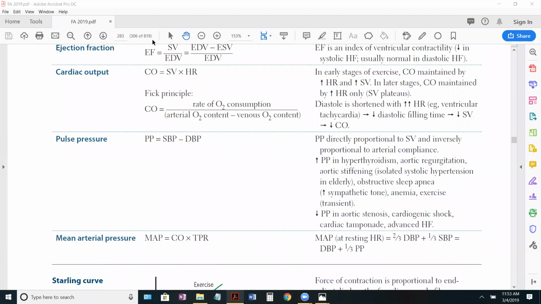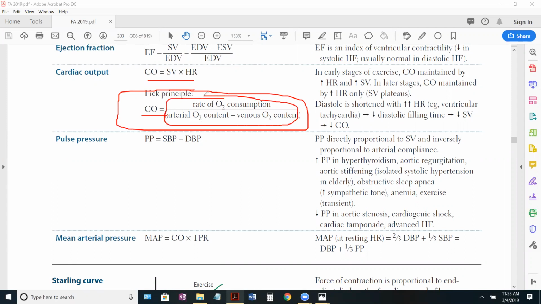So this is the cardiac output. I showed you the equation before, the equation of oxygen delivery. And from that equation, I showed you that just by knowing the rate of oxygen consumption, we can calculate the heart rate or the cardiac output of a person, and that is the Fick principle.